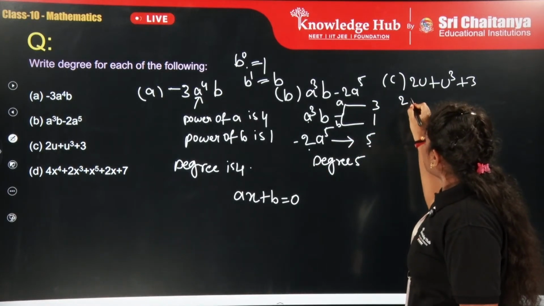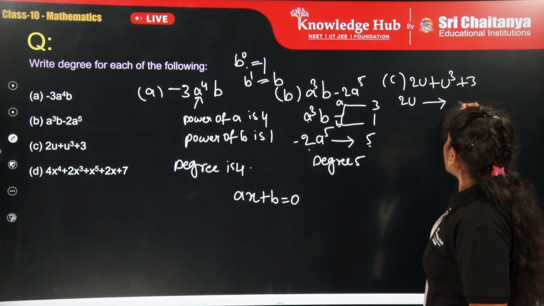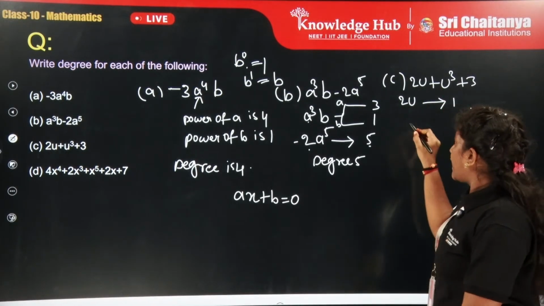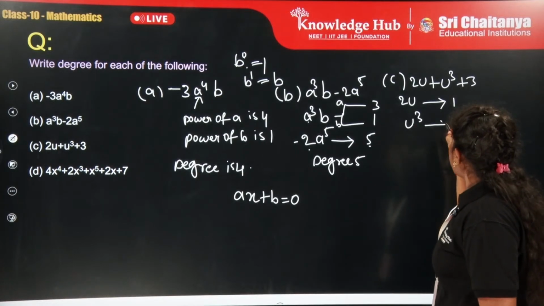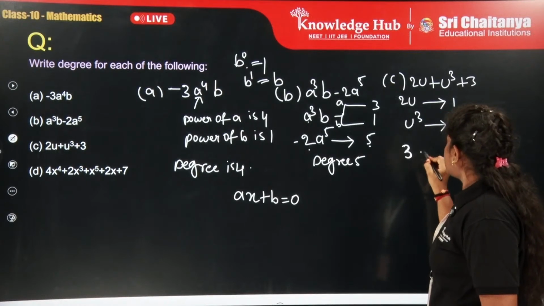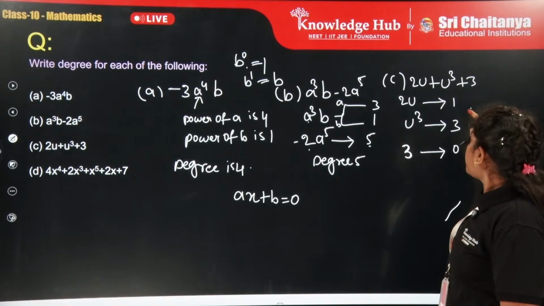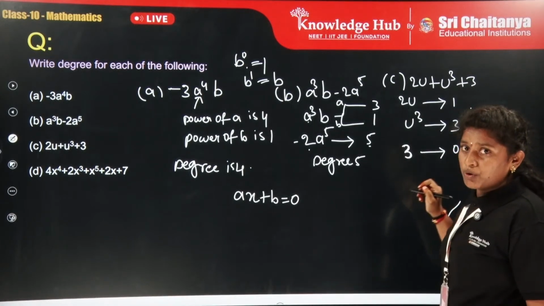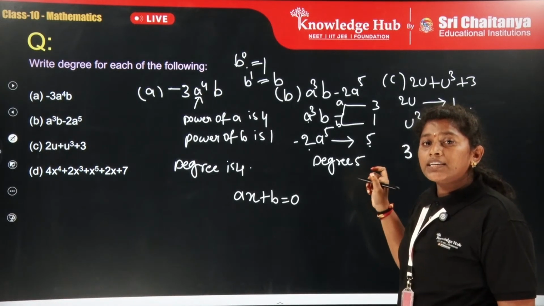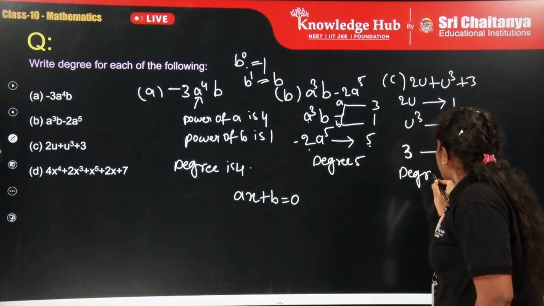If you consider the first term, 2u has u to the power of 1. The u cube has the power of 3. And coming to the constant, 3 is our constant, which has the power of u as 0. Now if you compare the powers 1, 3 and 0, u has the highest power as 3. Now the degree will become 3.